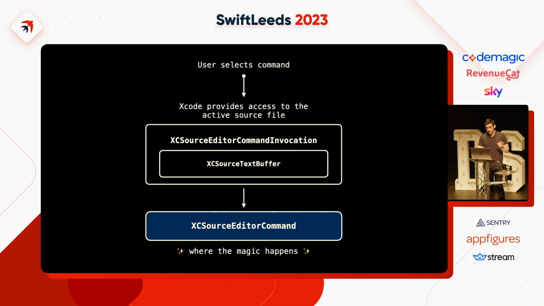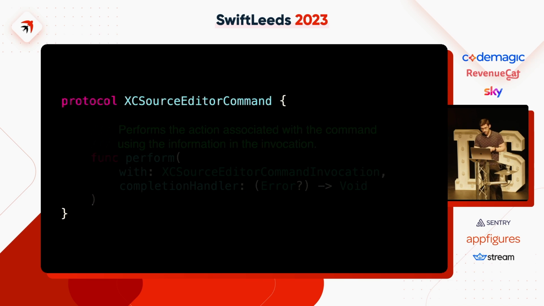All right, the final piece, and then we'll actually get into some real code, is the editor command. So far we've covered how to get the context information from Xcode so we know what command was selected, and we know how to access the text in the source file through the text buffer. Now what we have to do is bring everything together and provide Xcode with the modified text. And that's what we'll do in the editor command.